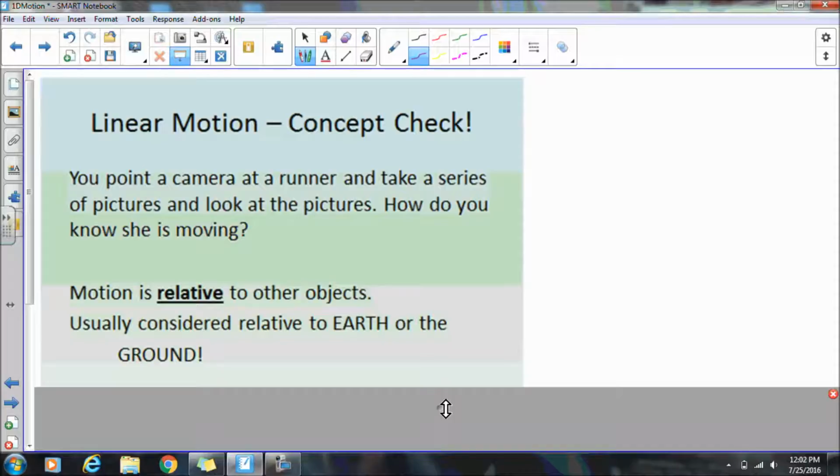So this is why figuring out what that relative point is extremely important. For labs, for practice problems, for anything that we're going to be doing in the classroom, your relative point is going to be the ground or the Earth. For labs, of course, it'll probably be the tabletops or the ground, depending on where we are using our surface to collect our data.